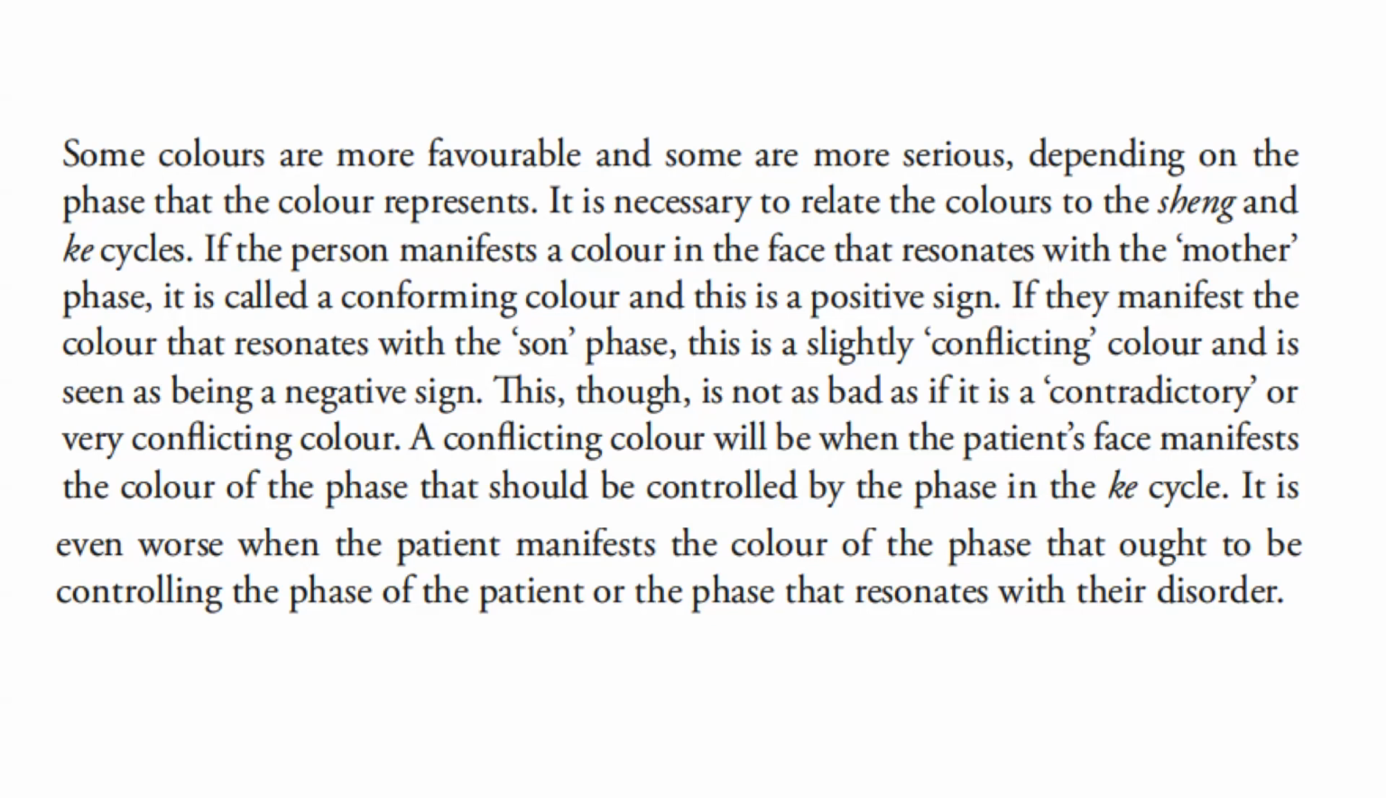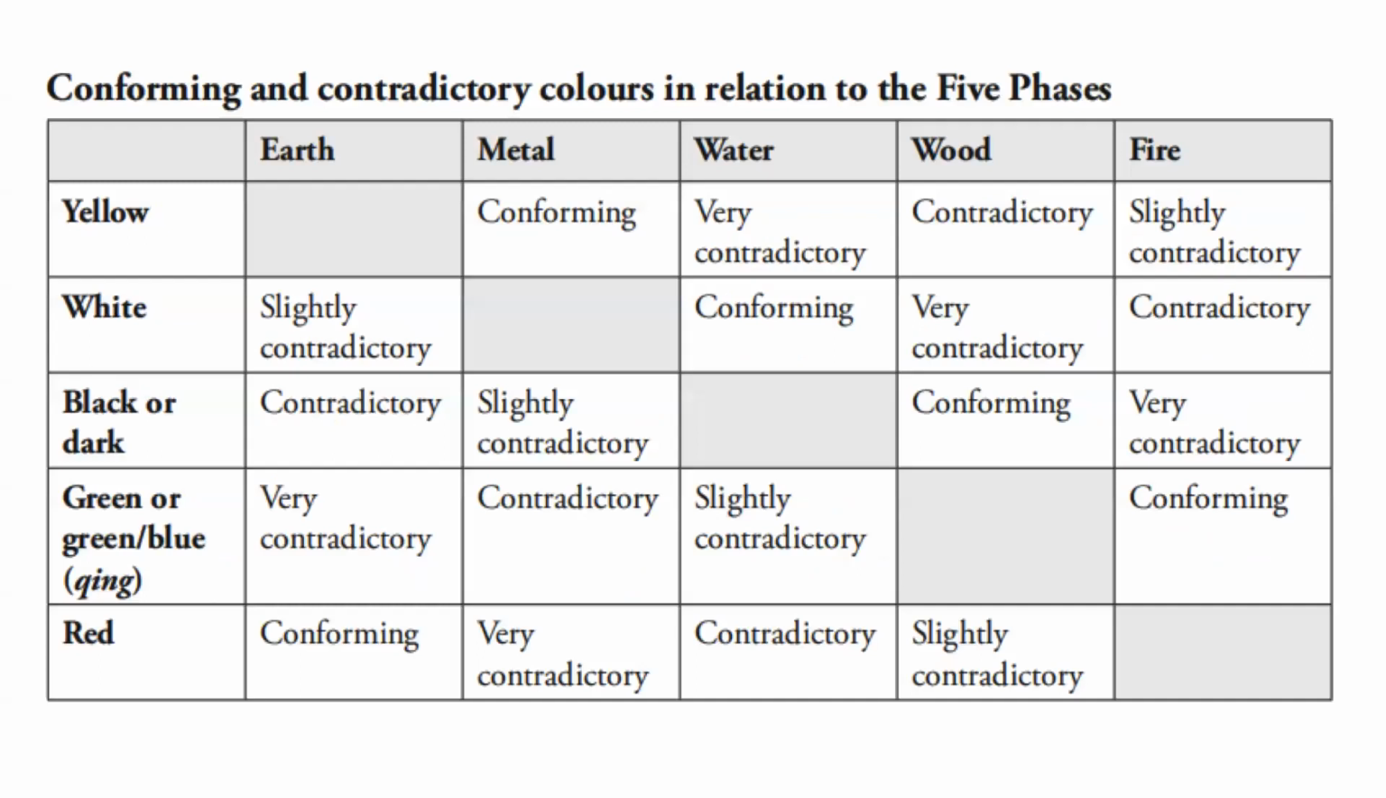A conflicting color will be when the patient's face manifests the color of the phase that should be controlled by the phase in the control cycle. It is even worse when the patient manifests the color of the phase that ought to be controlling the phase of the patient, or the phase that resonates with their disorder. Here we have a table tabulating the conforming and contradictory colors in relation to the five phases.